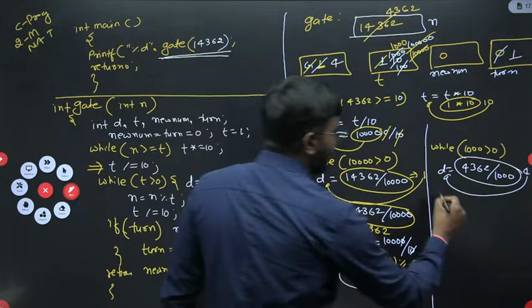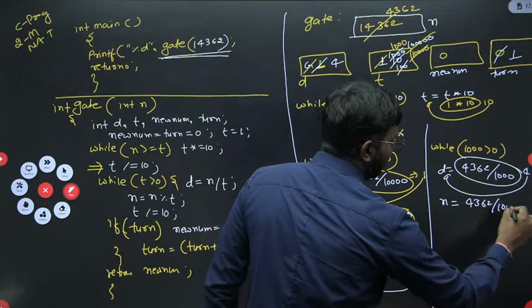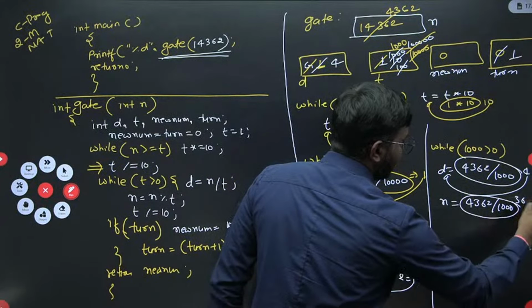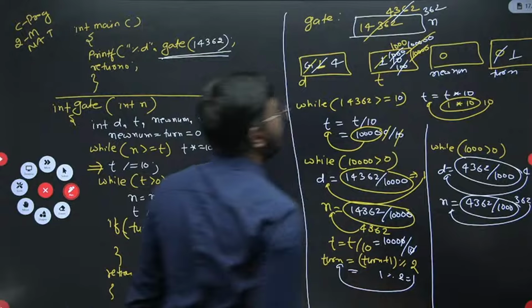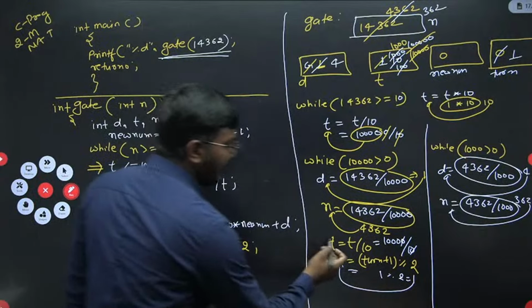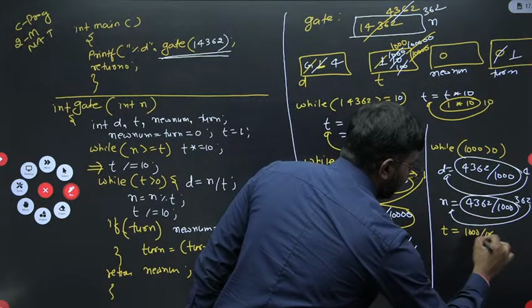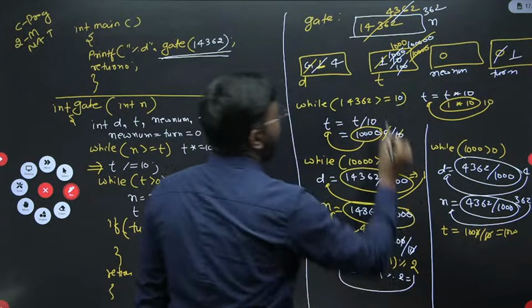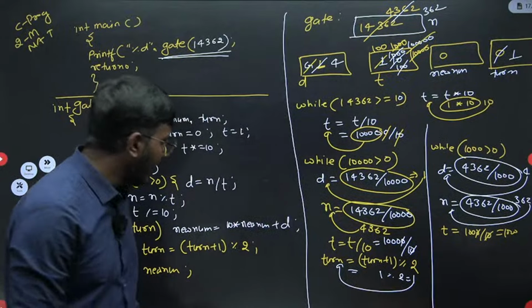Understood? What is n? n will be the remainder of 4,362 divided by 1,000. So the remainder will be 362. Update this to n. So the n value will be 362. Getting my point? Now again t is divided by 10, t equal to 1,000 divided by 10, which is 100. So now this t value is 100. Understood? Done. So t is updated.